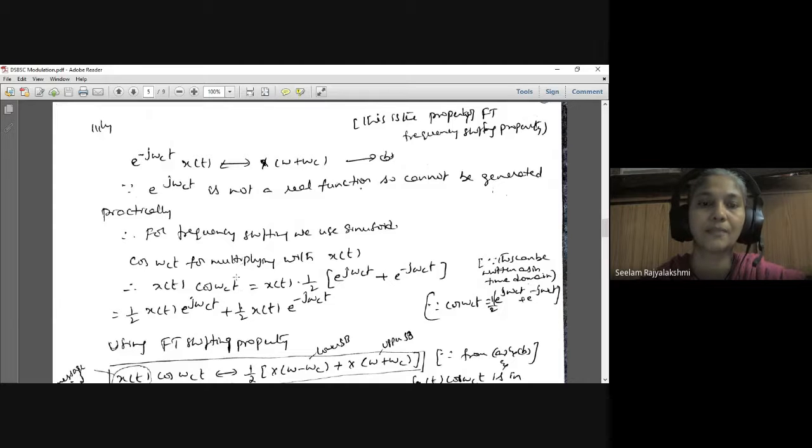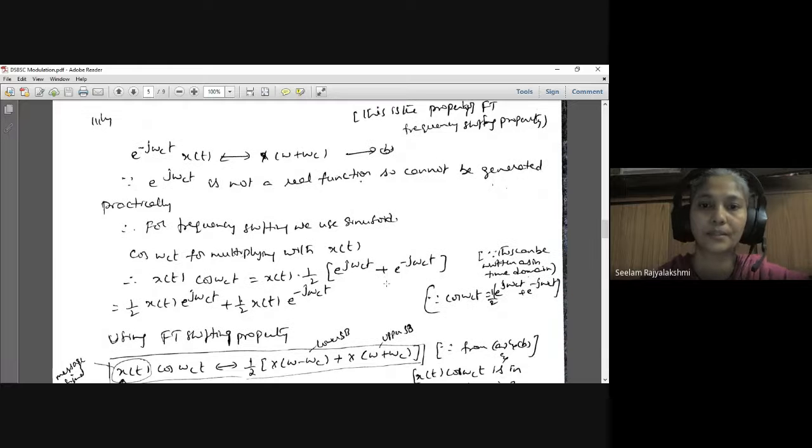That means if we multiply the message signal with a sinusoid, we will obtain x of t into 1 by 2 (e power j omega ct plus e power minus j omega ct). If you multiply x of t with these two terms, we will obtain 1 by 2 x of t into e power j omega ct plus 1 by 2 x of t into e power minus j omega ct.